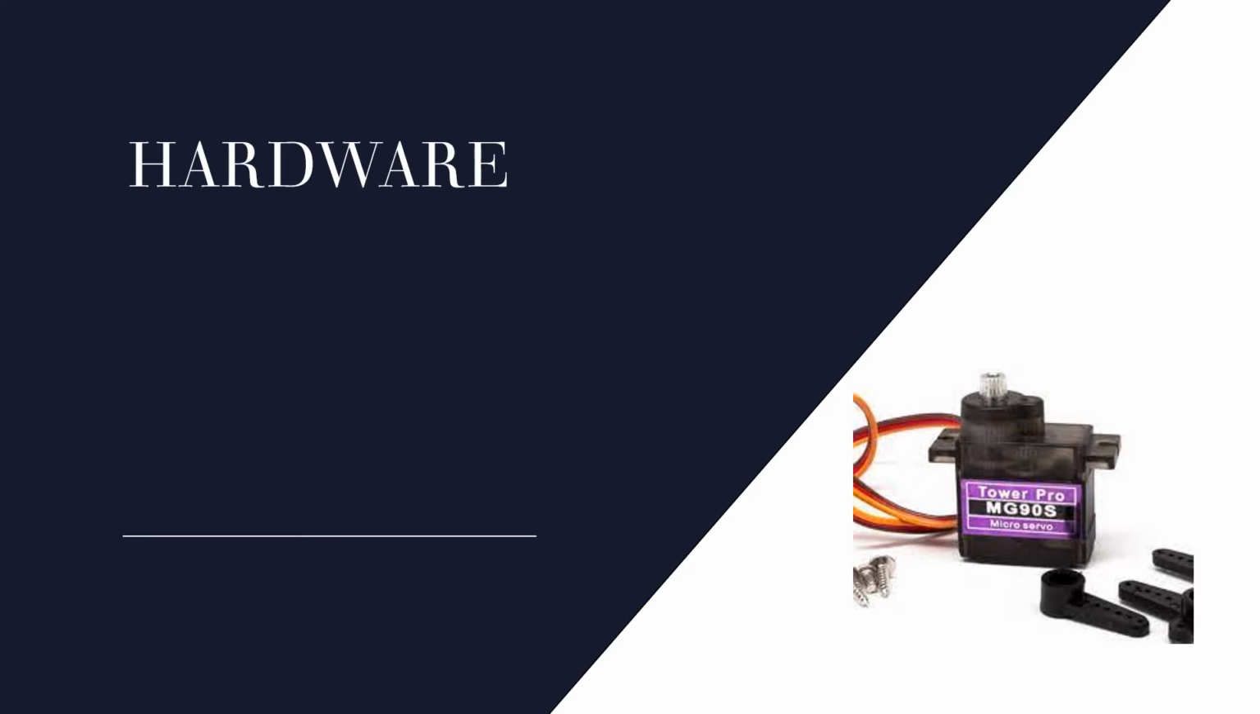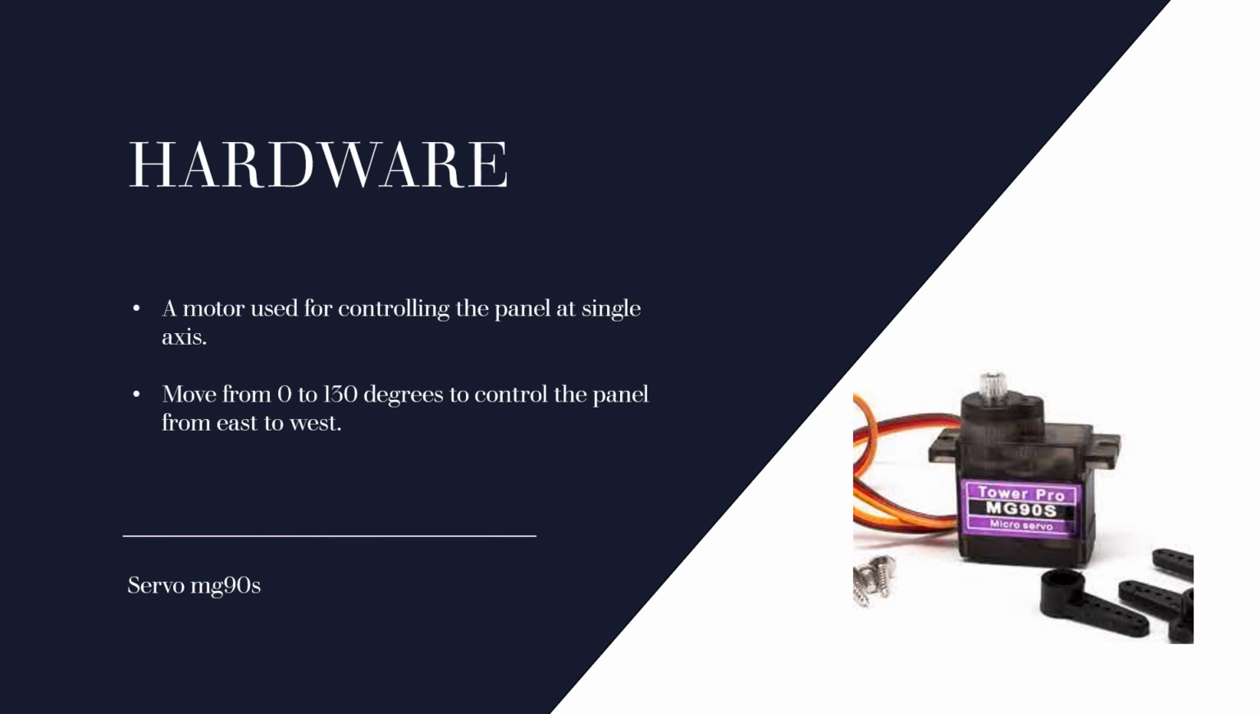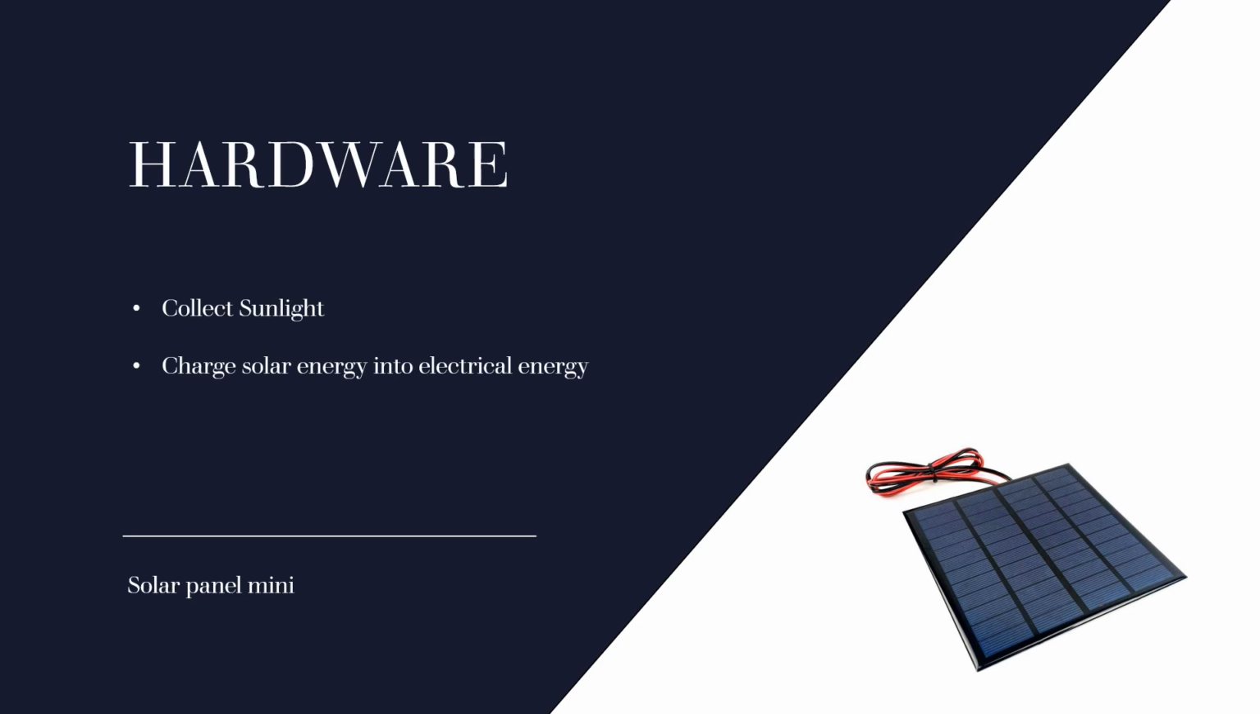Then we are going to talk about the hardware part. The first one is the servo MG90S, which is a motor used for controlling the panel on a single axis, and it moves from 0 to 130 degrees to control the panel from west to east by setting up the Arduino. And then the second one is the mini solar panel, which is used to collect the sunlight and convert the solar energy into electrical energy.